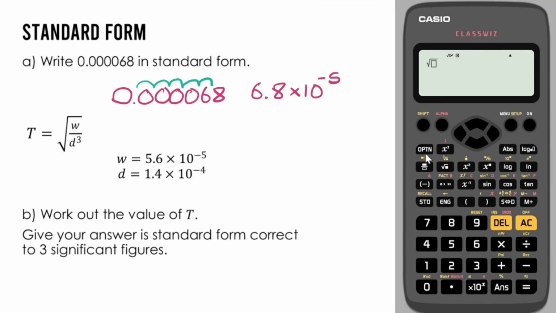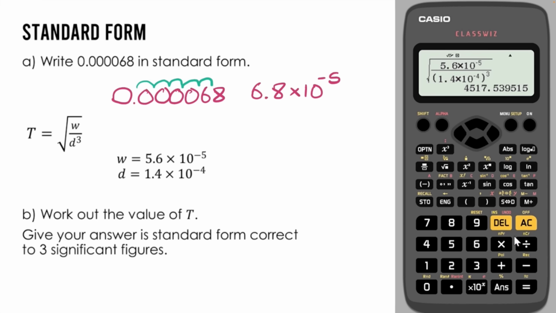For the next part of this question, we have quite a large sort of fraction to type in under this square root. We need to put these numbers that are in standard form into the fraction, being careful to put our negative power in, and then coming out of the top onto the bottom. And this one has d cubed on the bottom. So I'm going to put this one in brackets, 1.4 times 10 to the negative 4. And then once I close the bracket and make sure we come out of the power, then I can put my cubed in. And there we go, we have our power of 3.